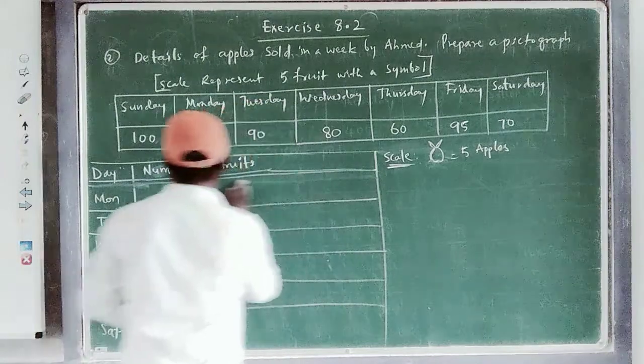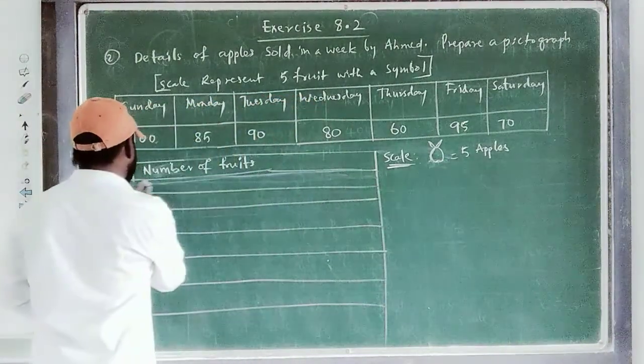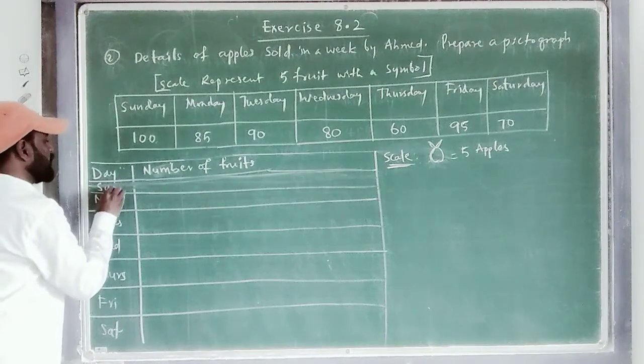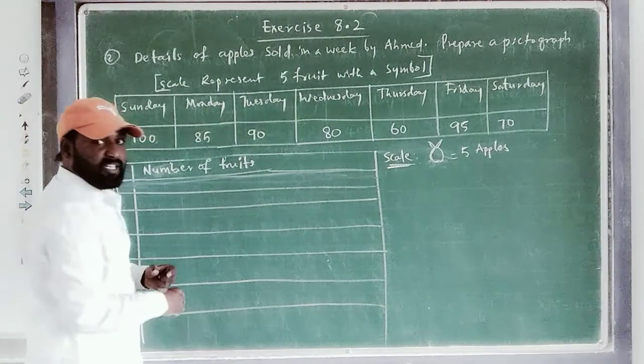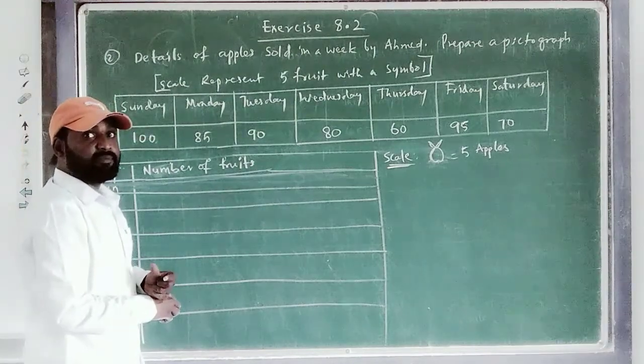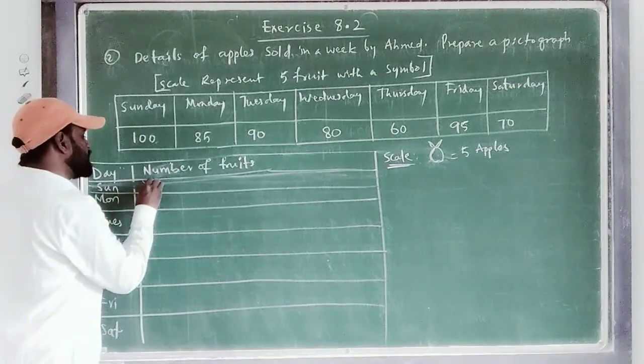Starting with Sunday. Here I am adjusting because the space is not sufficient. Sunday, how many sold? 100. So 100 with 5. That means 5 into 20 will become equal to 100. So we have to show 20 figures here.